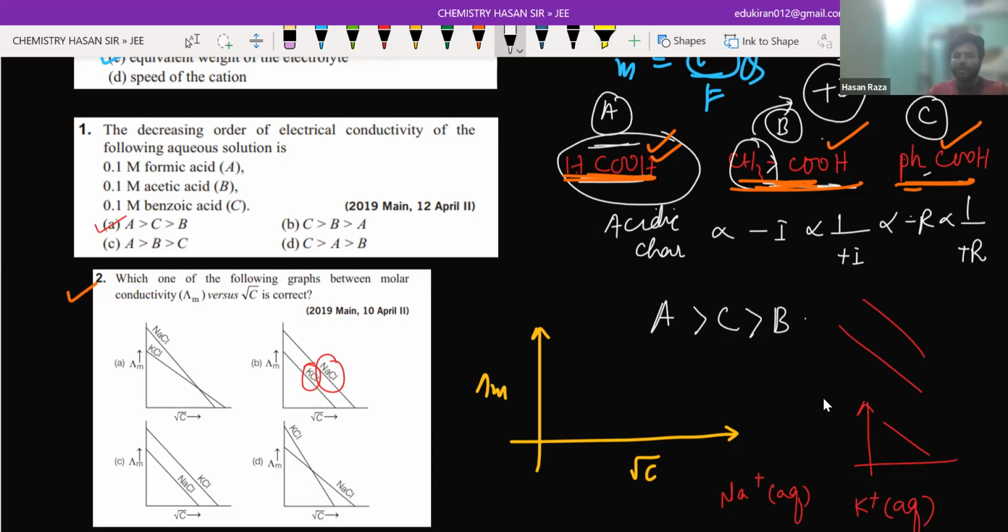That means it will be surrounded by more water molecules, and hence it will be heavy. And if it is heavy, then it is tough to migrate from one place to another. So since Na plus is smaller in size, it will have more hydration enthalpy. It will be surrounded by more water, and it cannot move as fast as K plus, because K plus has a larger size and is surrounded by a lesser amount of water, so it can migrate faster than Na plus. So the answer will be C. If NaCl is going slower, it will have lower molar conductivity than KCl, and KCl will have higher. Is that clear?